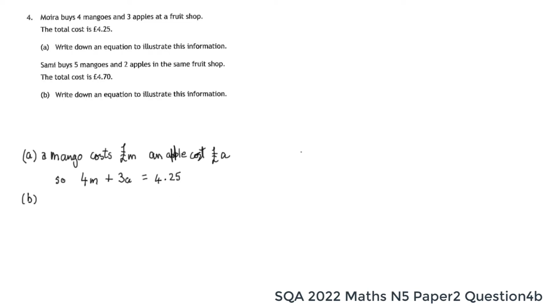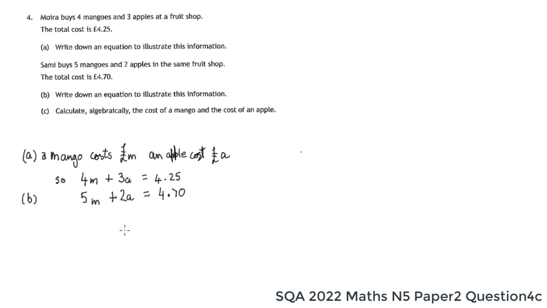Let's have a look at part B. Sammy is off to the same fruit shop, buying 5 mangoes and 2 apples, costing £4.70. We have to write down a similar equation to illustrate this one. So the cost of 5 mangoes would be 5M, 5 times the cost of 1, 5M pounds, and the cost of 2 apples would be 2A. And that has a total cost of £4.70. So there we have an equation to illustrate that new information.